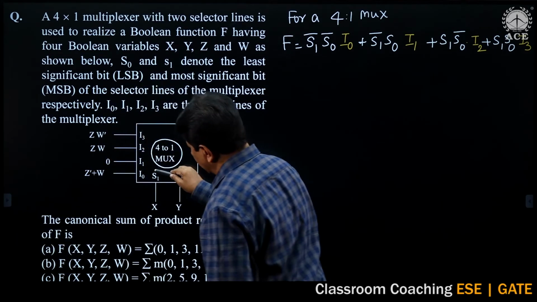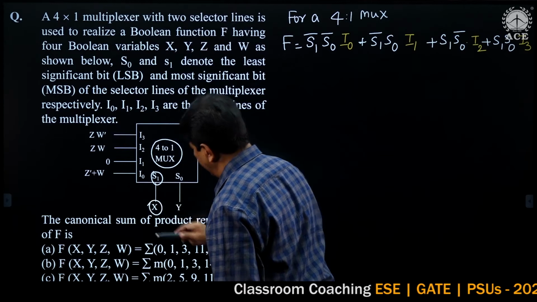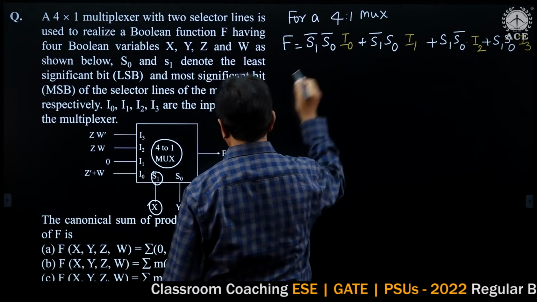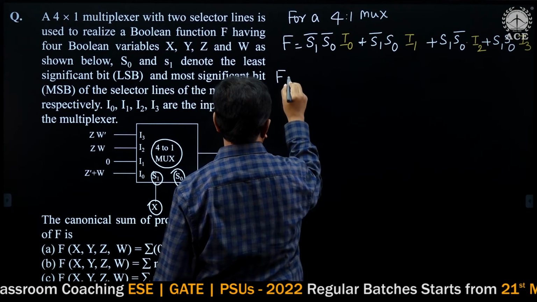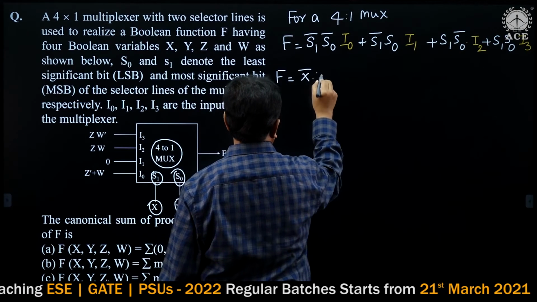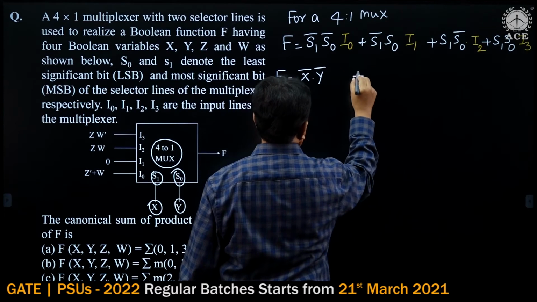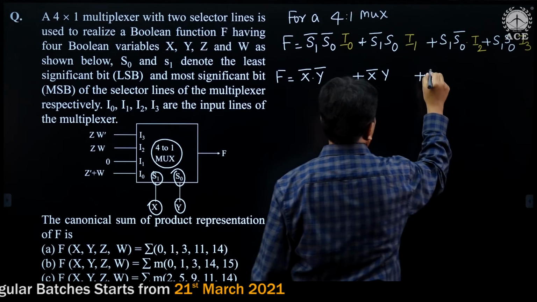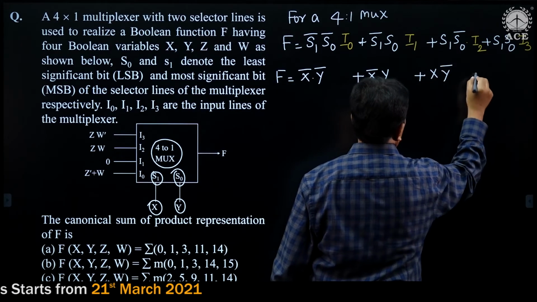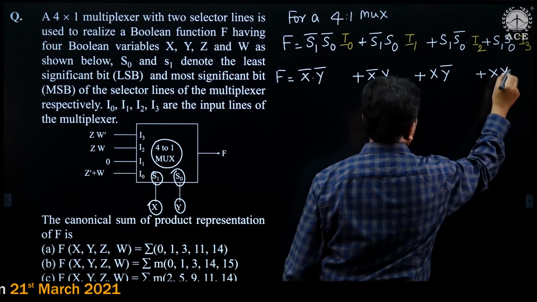S1 is equal to X. So in place of S1 and S0, I will substitute X and Y. So F is equal to X bar, Y bar plus X bar, Y plus x y bar plus x y.